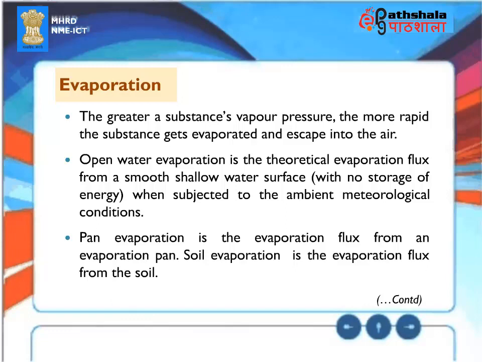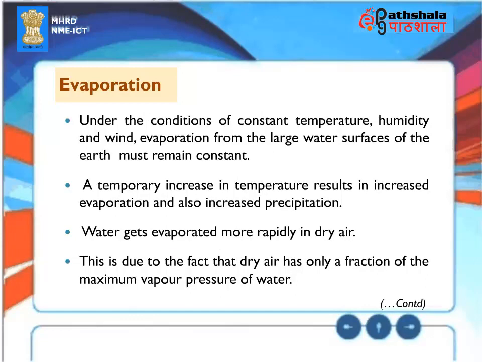Open water evaporation is the theoretical evaporation flux from a smooth, shallow water surface with no storage of energy when subjected to the ambient meteorological conditions. Pan evaporation is the evaporation flux from an evaporation pan. Soil evaporation is the evaporation flux from the soil. Under the conditions of constant temperature, humidity, and wind, evaporation from the large water surfaces of the earth must remain constant. A temporary increase in temperature results in increased evaporation and also increased precipitation.